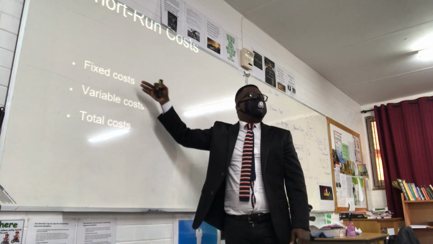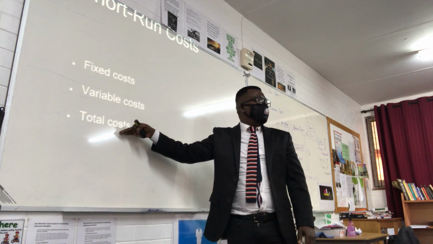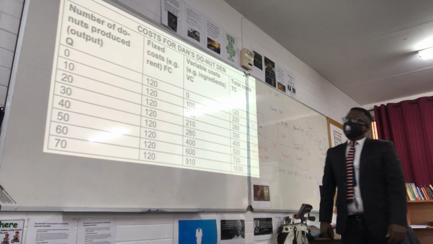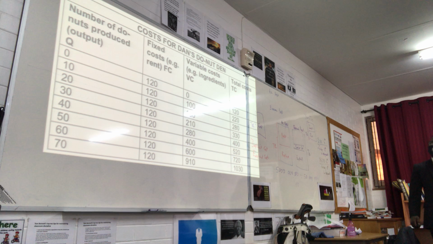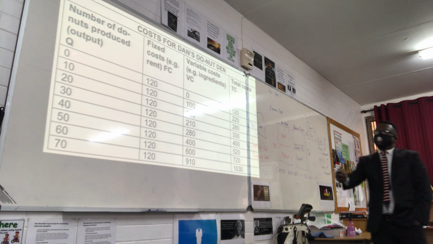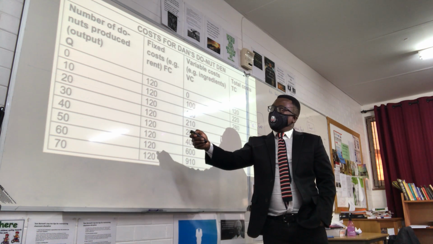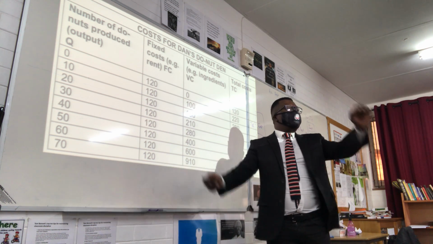Fixed costs together with variable costs will give you total cost. Simple enough, right? If you have a look at Dan's Donuts, this is the number of donuts produced. This Q stands for quantity. Obviously we start at 0, so we're producing nothing.